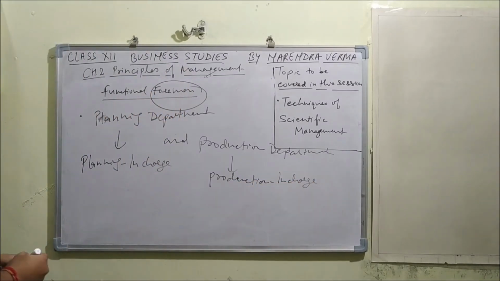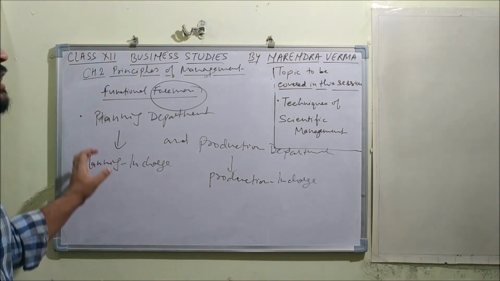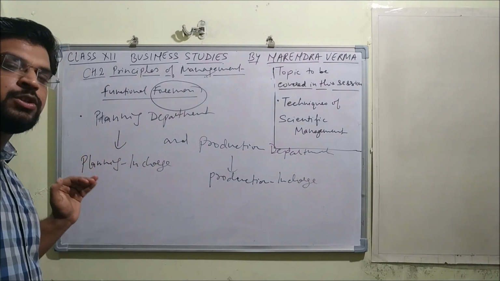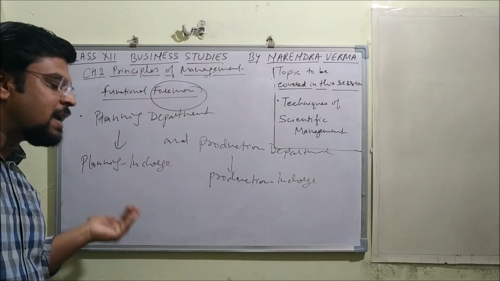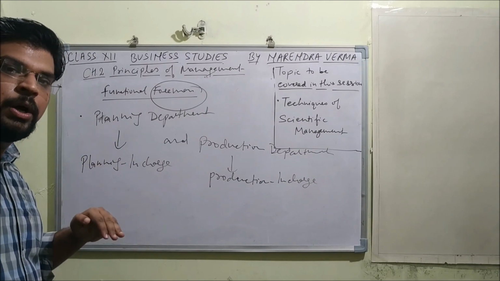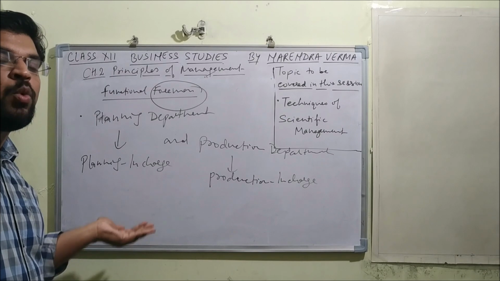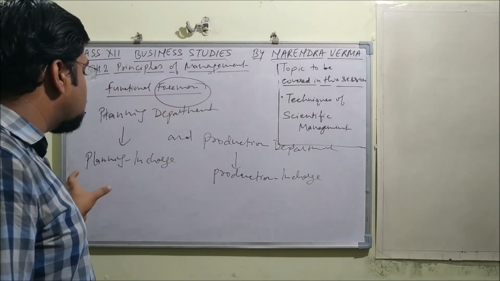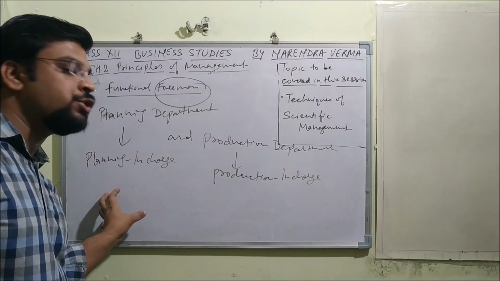Now, this planning in-charge will do all the planning related to the production process. From where the raw material has to be brought, how it has to be brought, when it has to be brought, in what quantities it has to be brought. What were the earlier targets, what are the present targets, everything related to the production process he has to plan. That is the job of a planning in-charge.